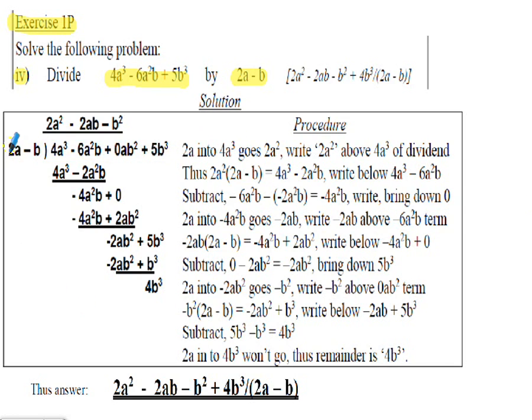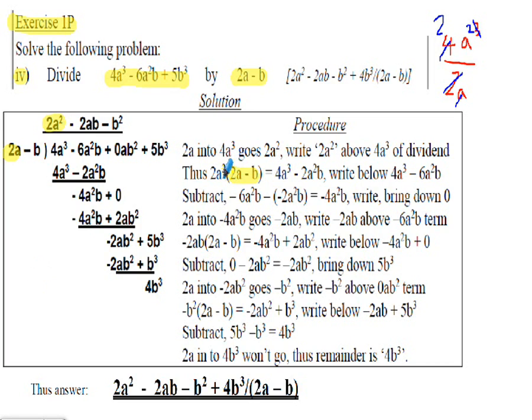So commencing the division process, we say how many times does 2a divide into 4a cubed? So 4a cubed divided by 2a. Again, if we look for cancelling, we can see that the 2 divides into the 4 twice, and then the a in the denominator cancels with the cubed in the numerator to leave a squared term. It goes 2a squared times. We write 2a squared here above the dividend.